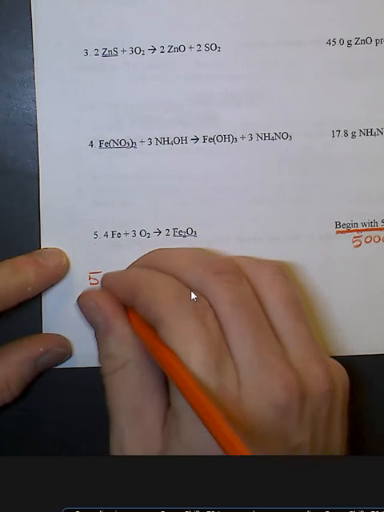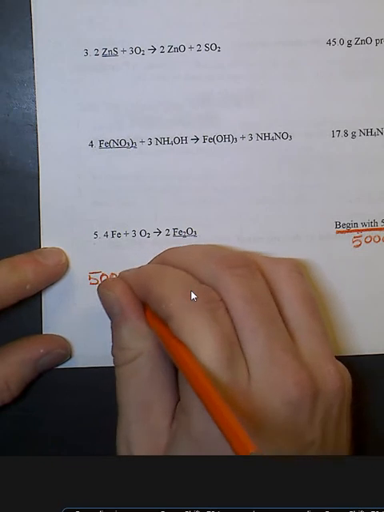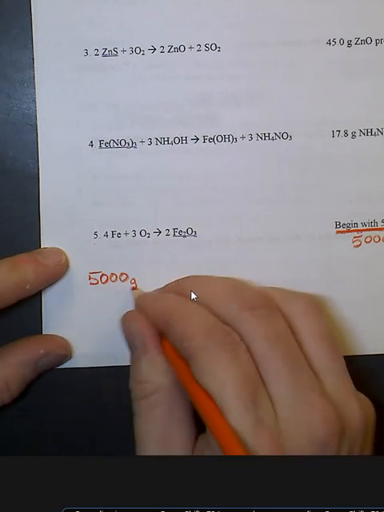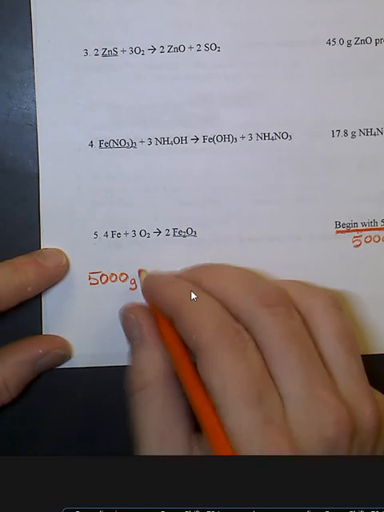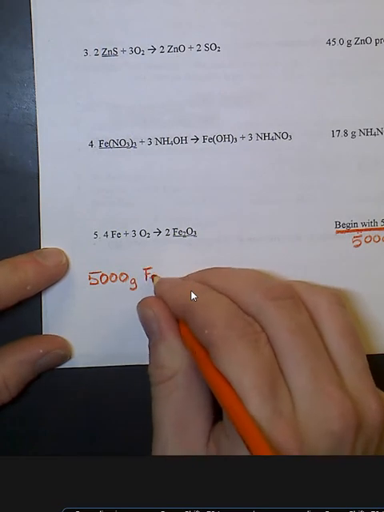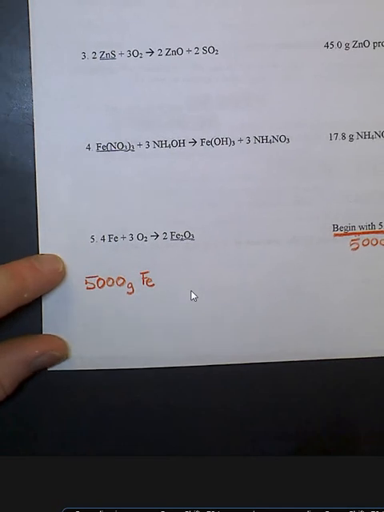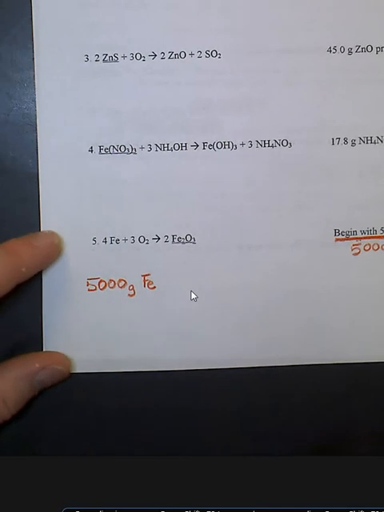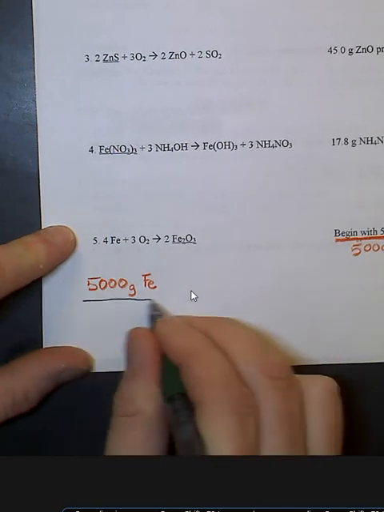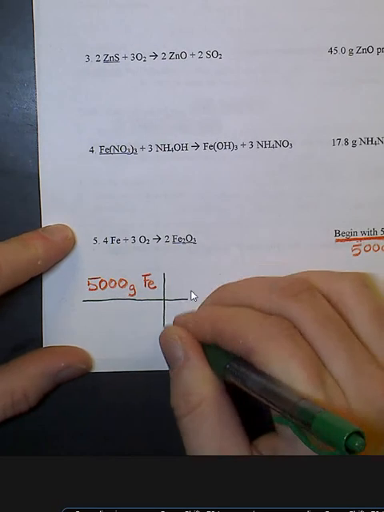This is the important part, labeling everything. We have 5,000 grams of iron. Okay, so we have that many grams of iron. You have to label what it is. We're going to have different masses and a whole bunch of different stuff. We're going to do our first box. As always, we want that to cancel out.